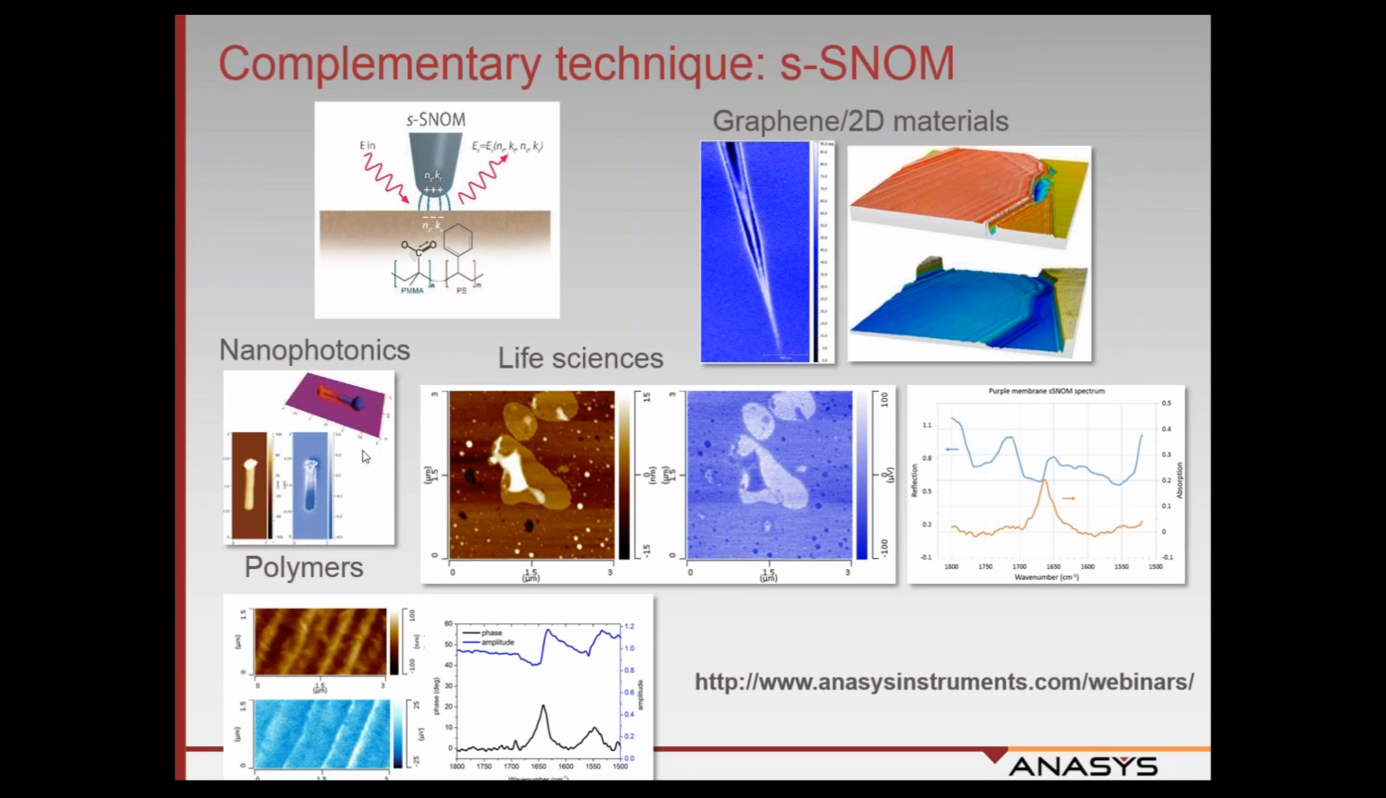And so these are a number of different application examples showing nanophotonics, 2D materials, and the system can be used in the life sciences and polymers area as well, if that's the best technique for that specific application. And you can learn more information about the scattering SNOM technique by going to our website and looking at the webinars section. We have specific webinars which talk in more detail about scattering SNOM.